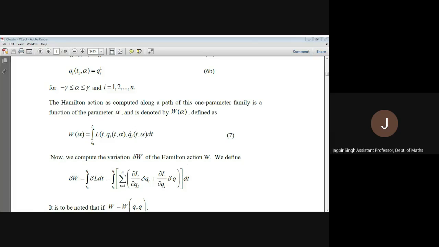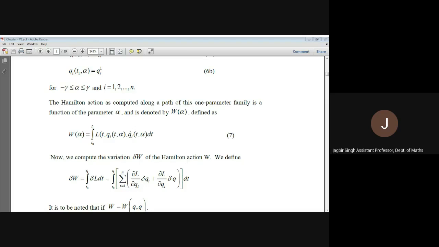We were to find out variation of W. Integration of variation of L, but there are two more terms: plus L with t replaced with the upper limit and then variation of t1, minus L with t replaced with t0 and then variation of t0. But t0 and t1 are fixed quantities, so variation of t1 and variation of t0 will be 0. That's why those two terms are not written.